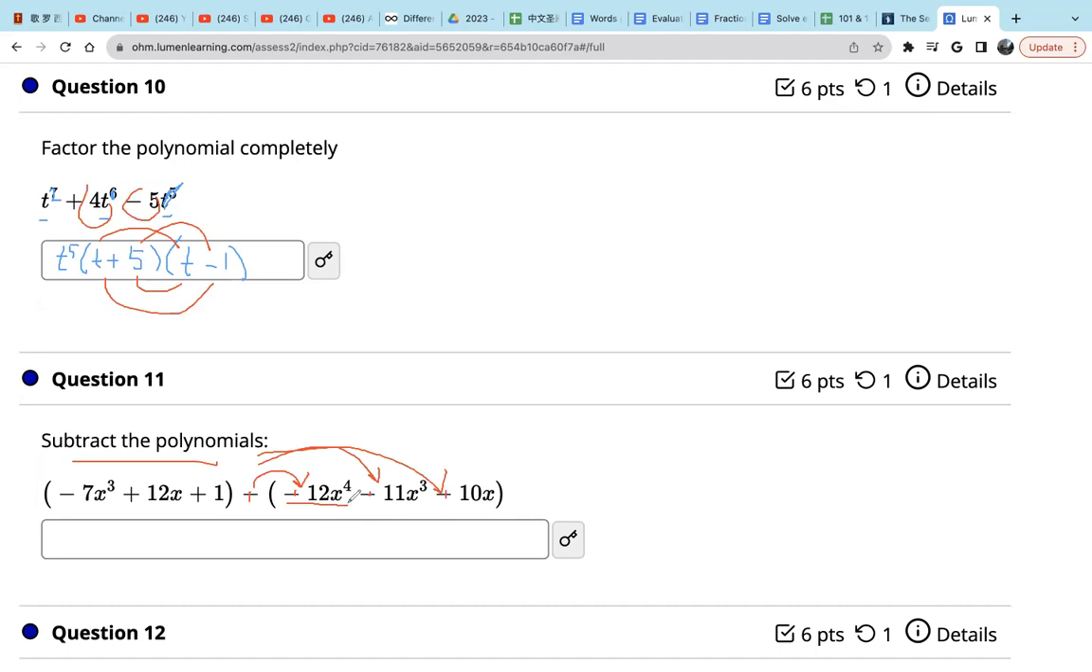There's no x to the 4th power. So the first term, we want to write in order, will be 12 times x to the 4th power. Then let's check x cubed. -7x cubed, positive 11x cubed. 11 minus 7, that's positive 4. So 4x cubed. Then we have 12x plus 10x, all positive. So that becomes 22x. Then we'll have this number 1 here, which is a +1. That's it. That's the answer.